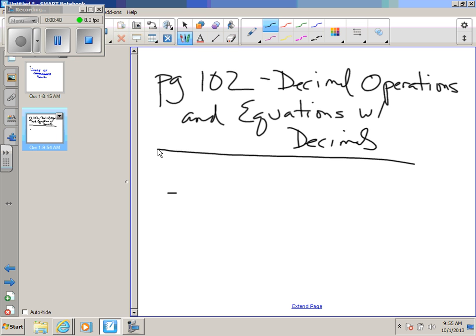So you see something like this. You see problems like this, first of all, and these would qualify as decimal operations. This isn't necessarily an equation. What they want to do is acquaint you, first of all, with the basics of adding and subtracting with decimals, and then they'll incorporate them into equations. So we'll take the decimal operations today, and then we'll get into the equations tomorrow, okay?